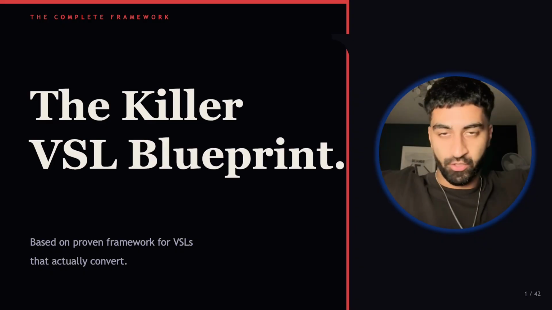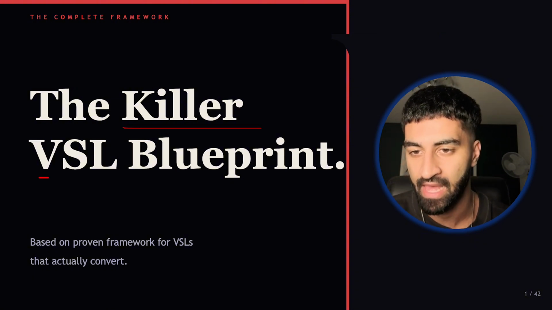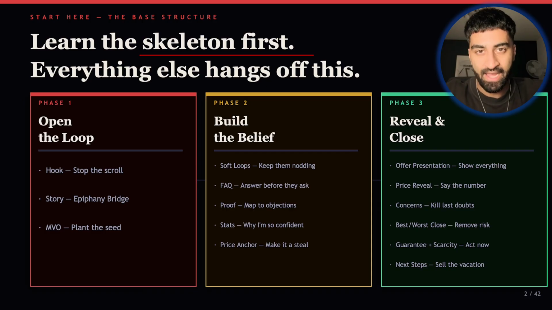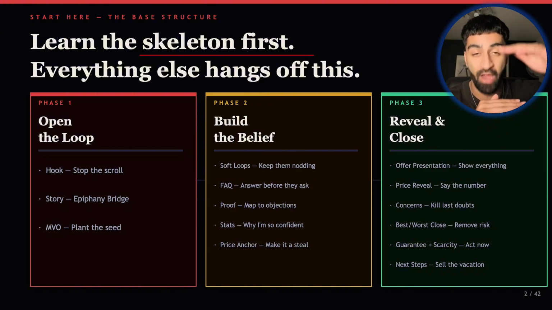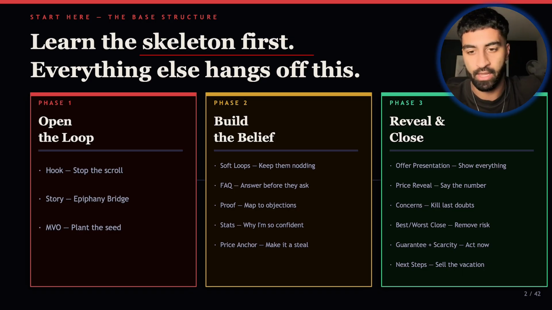So let's go. All right, so this PowerPoint is insane. This is the killer VSL blueprint. Okay, so let's get right into it. Just a heads up, the next few slides you may think, why are they so basic? Like, why is he talking about a hook? I already know this. I obviously need to start with a foundation. It's going to get very advanced later on, so just stick through it, okay? It's only like 1 or 2 slides as well, so I'm just letting you know, a little preface right there. Okay, so let's get into it.